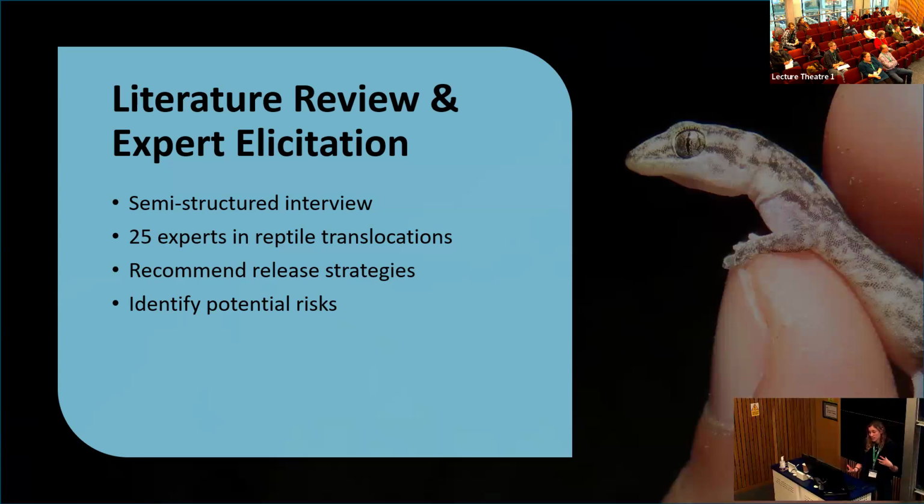So they had a really good idea of what sort of release strategies we should be considering. And they recommended that we build fenced enclosures to allow the population to build up a bit before the predators were allowed anywhere near the lesser night geckos. So they also helped us identify potential risks, and the number one risk was dispersal.